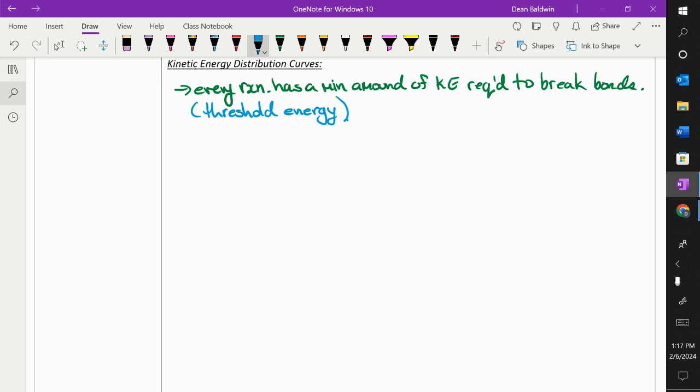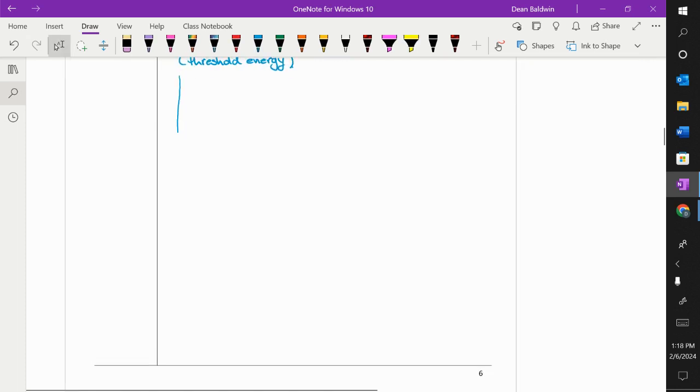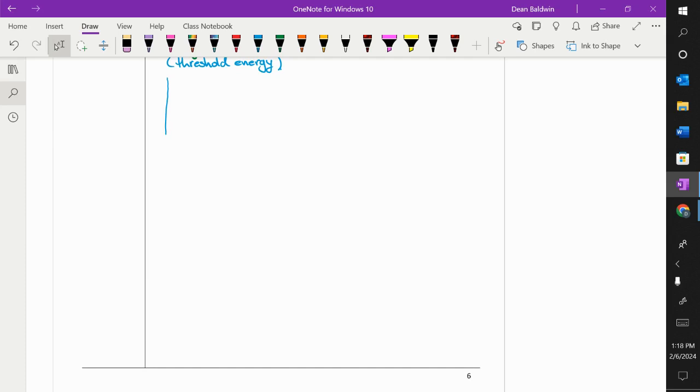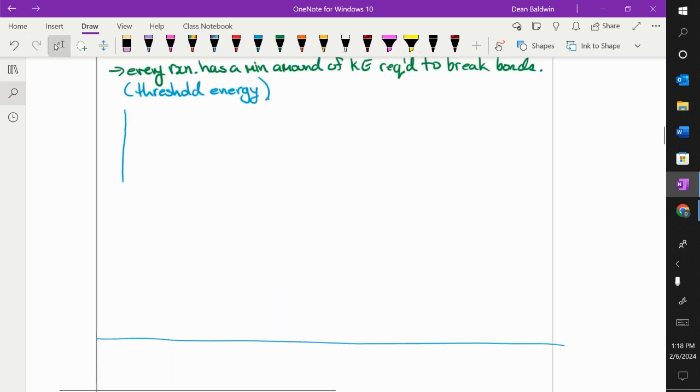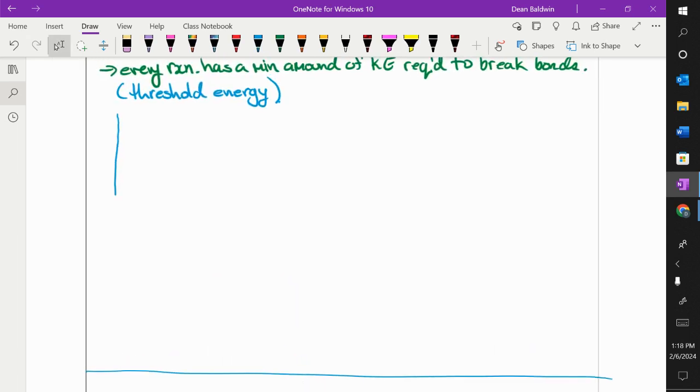Okay. So the threshold energy, as the name implies, is the threshold you've got to get over to break all the bonds. If you draw this out, don't use all the space. Leave yourself about a third, or at least a third, to draw what I'm going to draw.